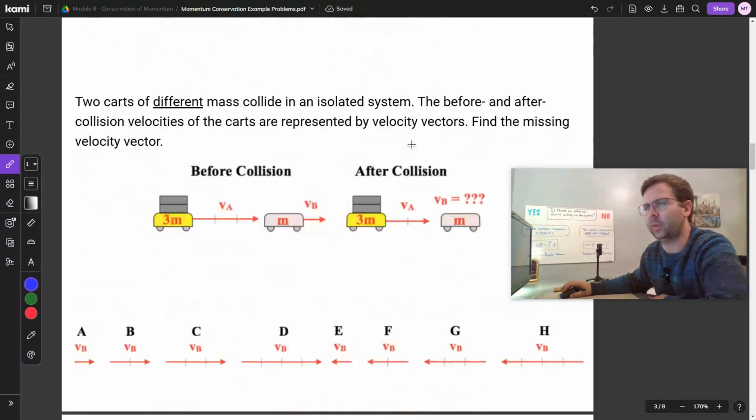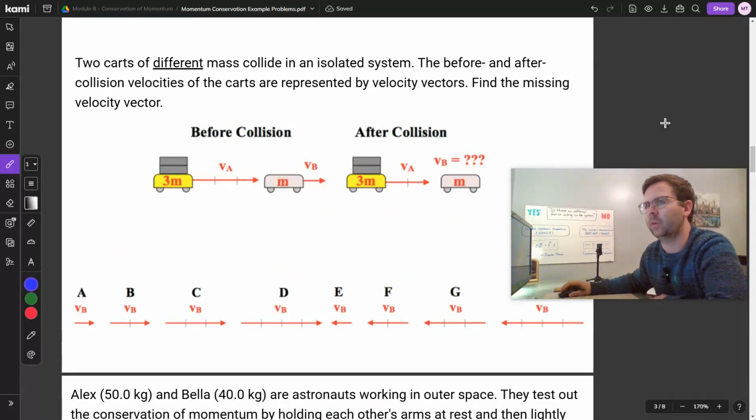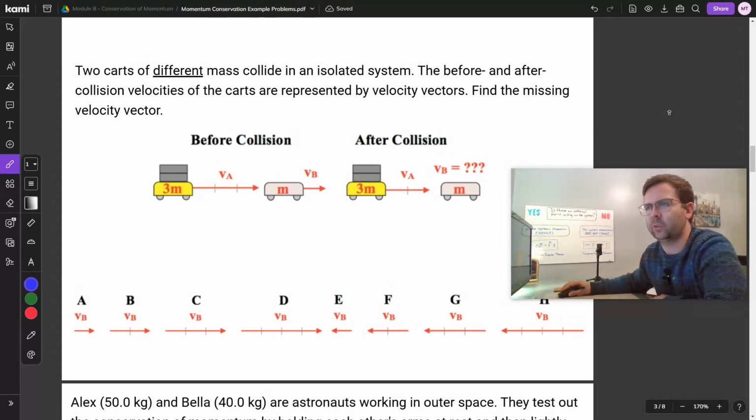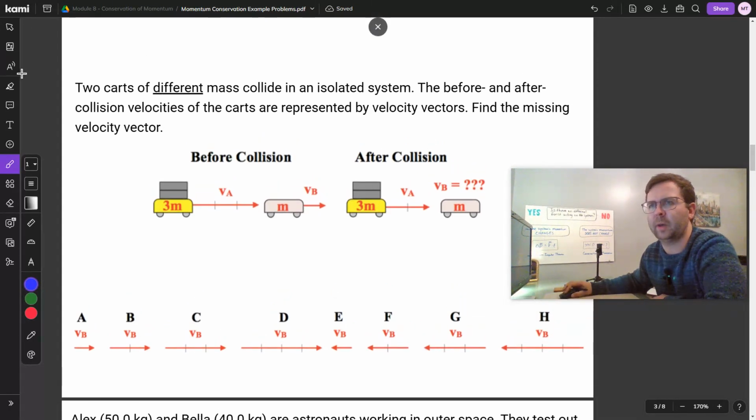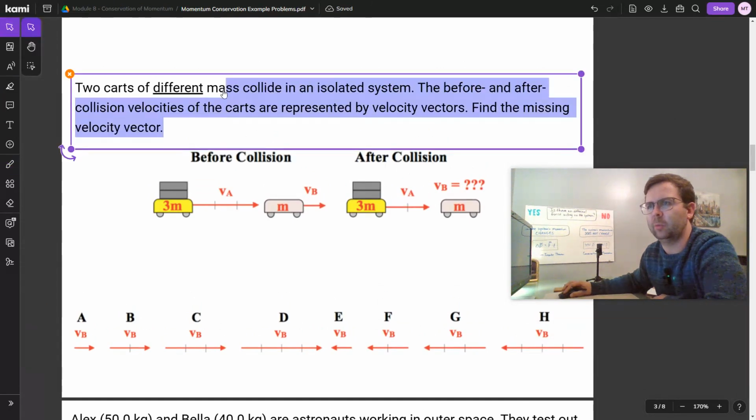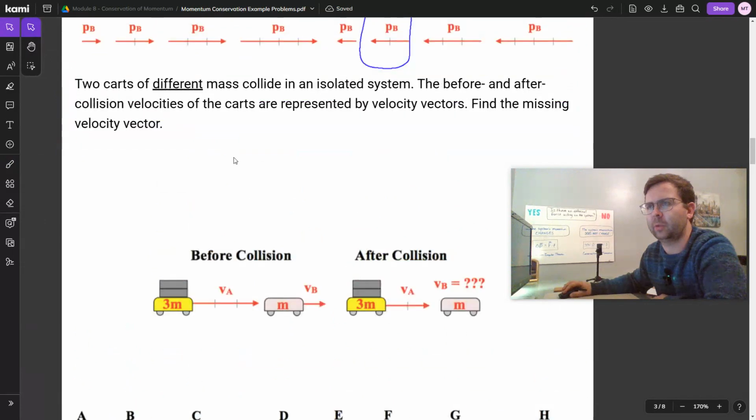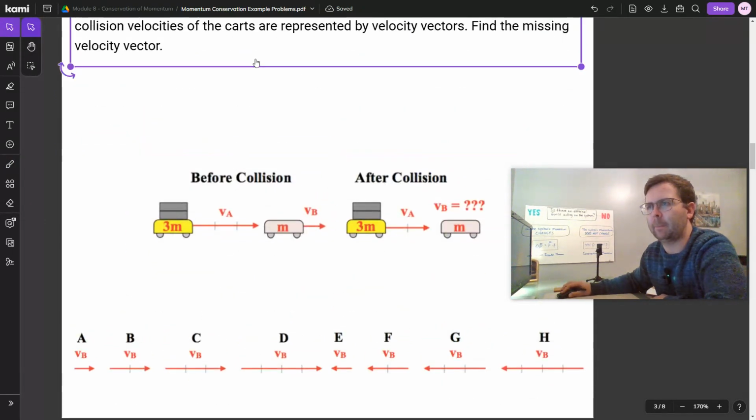All right, let's do one last example. This time we have 2 carts of different masses, and they collide in an isolated system. The before and after collision velocities of the carts are represented by the velocity vectors. Let me move this up a little bit so I have some more space to work with.